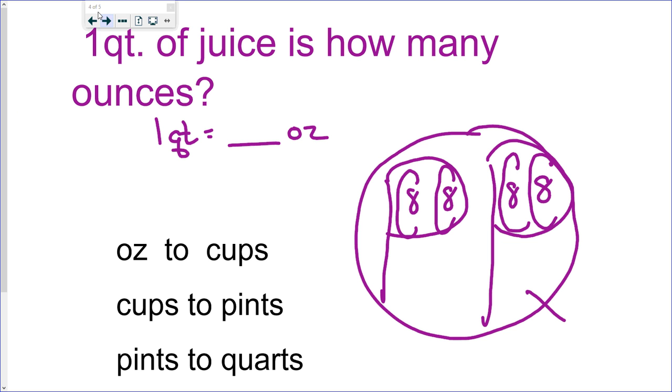Well, let's take a look at what if we had something like this. 1 quart of juice is how many ounces? 1 quart equals blank ounces. Well, if I were going to do it the long way, I would have to figure out how many ounces in a cup. So if I have 8 ounces in 1 cup, and it takes 2 cups to make 1 pint.